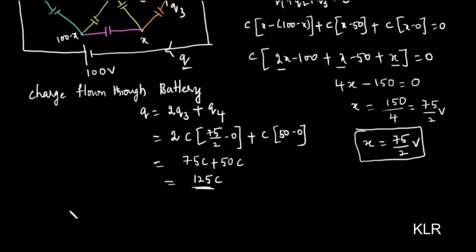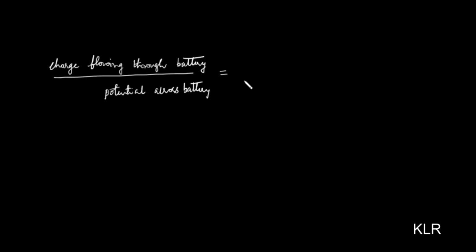Now we need to calculate the effective capacitance. The effective capacitance C effective is equal to the charge flowing through the battery divided by the potential across the battery, that is 125C by 100, which is equal to 1.25C.